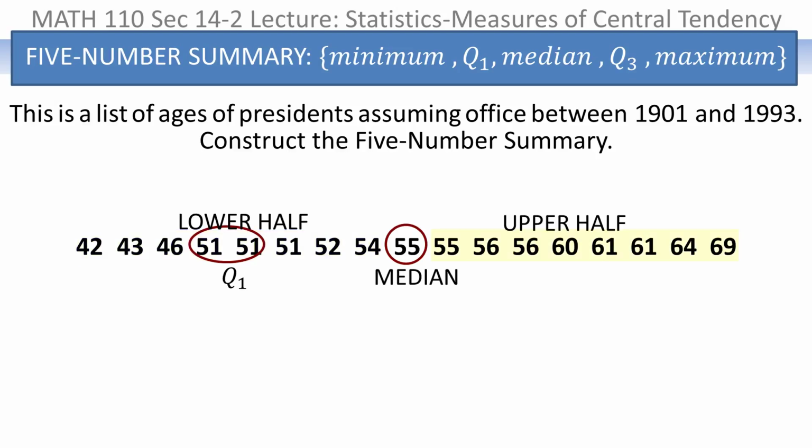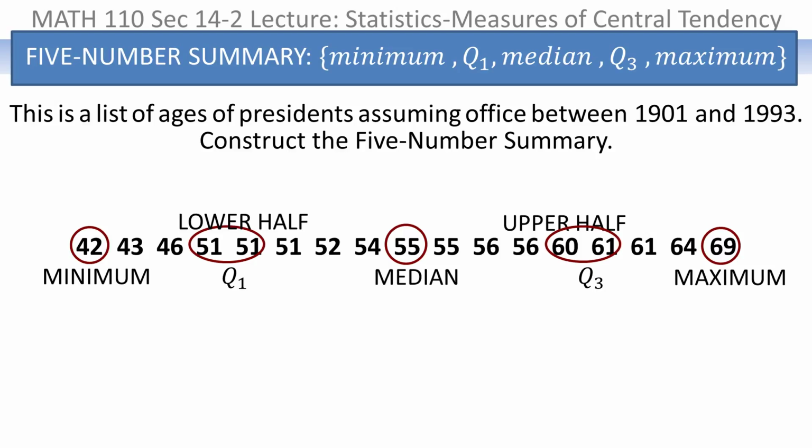Then we go to the upper half and do exactly the same thing. And this time we find that there are 2 numbers in the middle, 60 and 61. And those 2 numbers will give us the third quartile value. And of course the minimum number is 42 and the maximum number is 69.